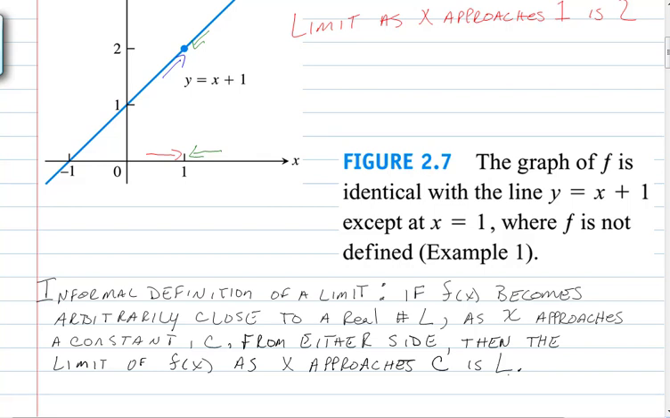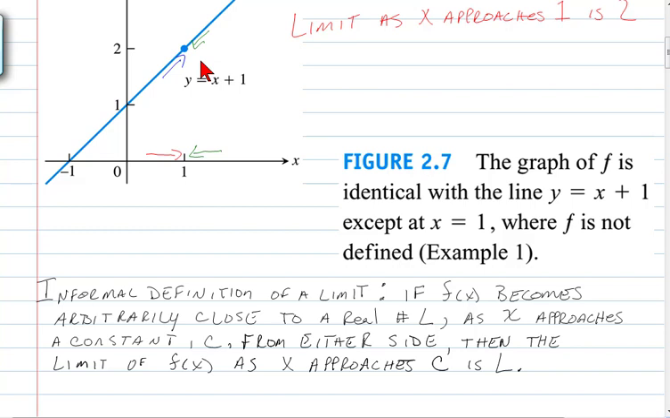Okay? In this problem up here, C would be 1. That's the constant that we let x get closer and closer to. The y value that our limit is approaching is 2. As x gets closer and closer to 1 here, the y's are zooming in on 2. So 2, we say, would be our limit there. That's the informal definition of a limit.